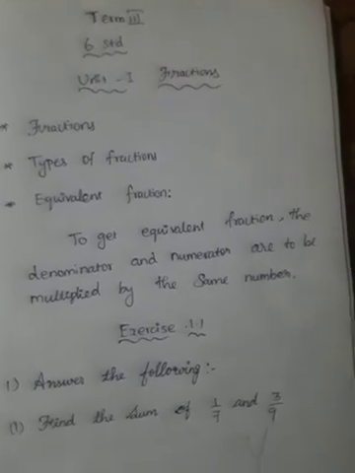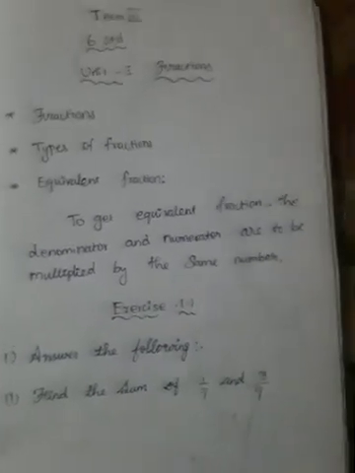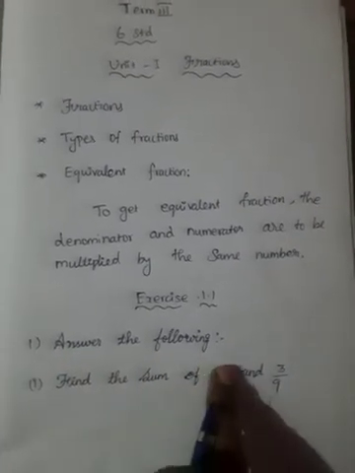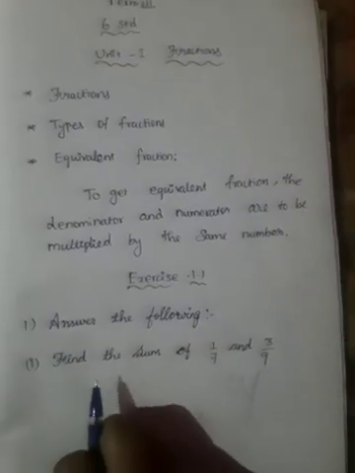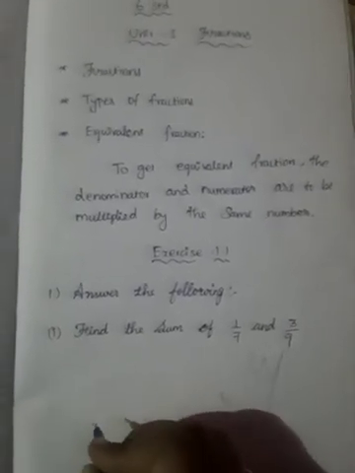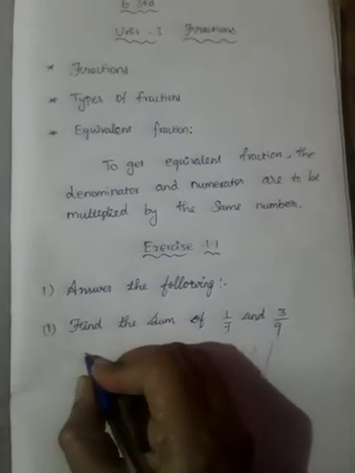Let's go to the exercise. Now exercise 1.1, answer the following. Find the sum of 1 by 7 and 3 by 9. What do you mean by sum? Sum is nothing but addition. So let's do the answer.